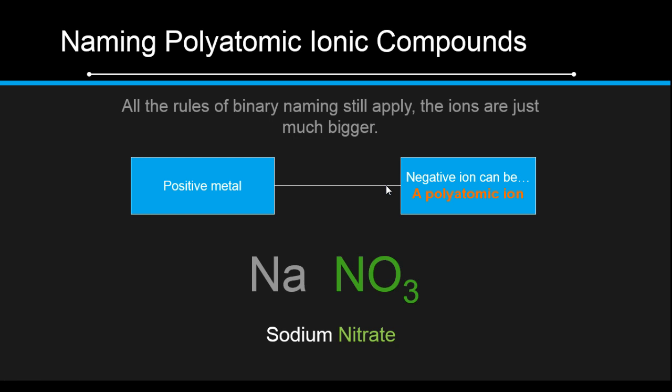Also, just like last time, you have to check the charges and do the crisscross rule. Na is a +1, nitrate is a -1. We know that from the table again. If you cross down 1s, remember we typically don't write the 1s, so the formula is good as it is.